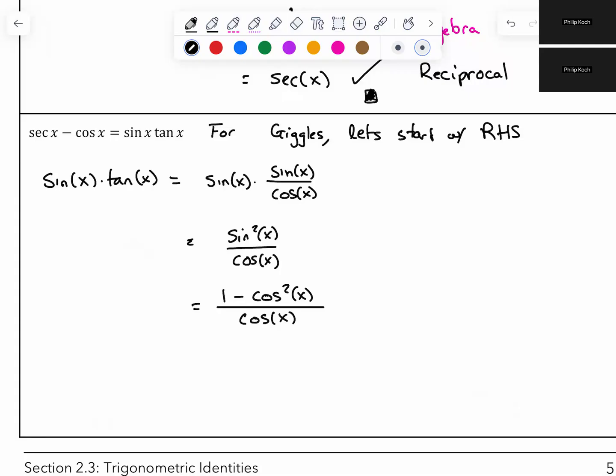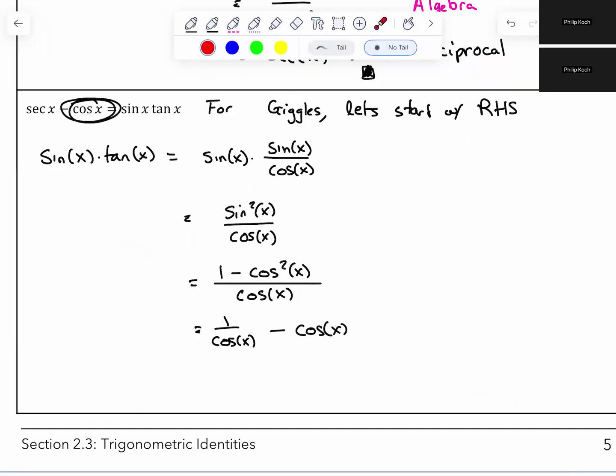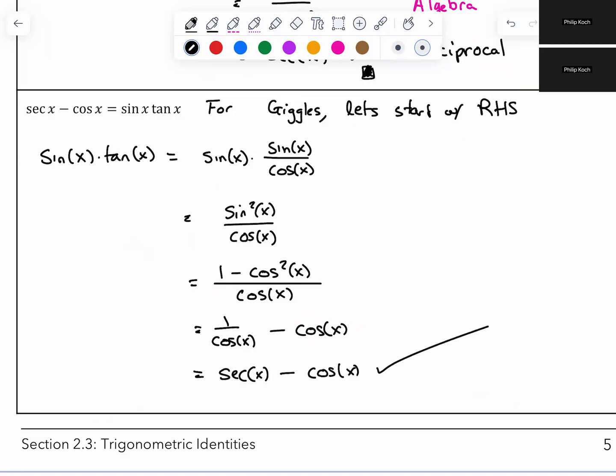And then what? Algebra. We're going to divide the cosine into each thing. So we can't cancel a term with a factor. We have to distribute the division. So this becomes 1 over cosine minus cosine of x. We're looking good. We needed a cosine. We've got a cosine. Last thing, 1 over cosine is secant. And we get what we wanted, secant of x minus cosine of x. Boom. Super cool.